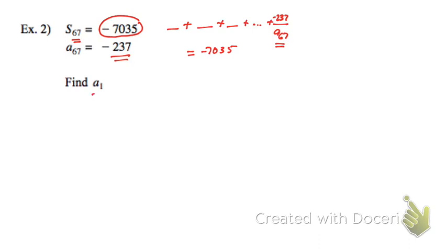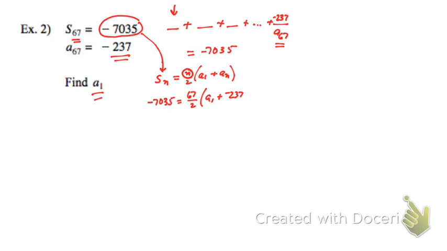Okay, so what do we want to find here? Well, let's figure out what the first number is. It's always good to know the first number of a sequence. Well, if we just simply plug into our formula, again, what's our sum formula? N over 2 times the first term plus the last term that we're going to add. So we had a sum of 67 numbers was negative 7,035. So that would fill in the sum is negative 7,035, and our number of terms is 67. We don't know the first number in line, but they told us the last number, negative 237.